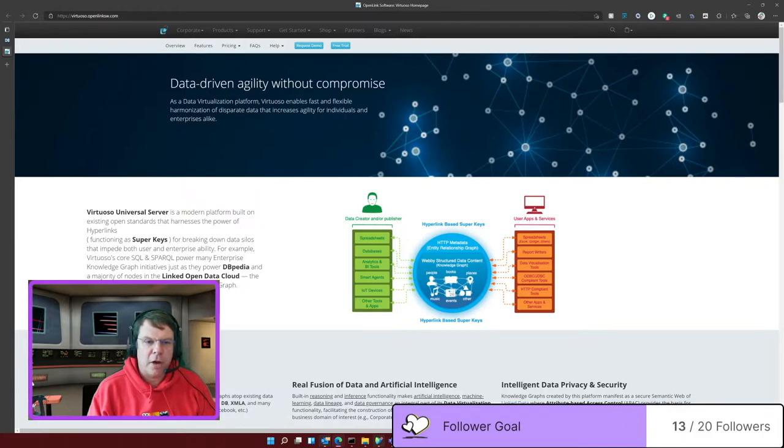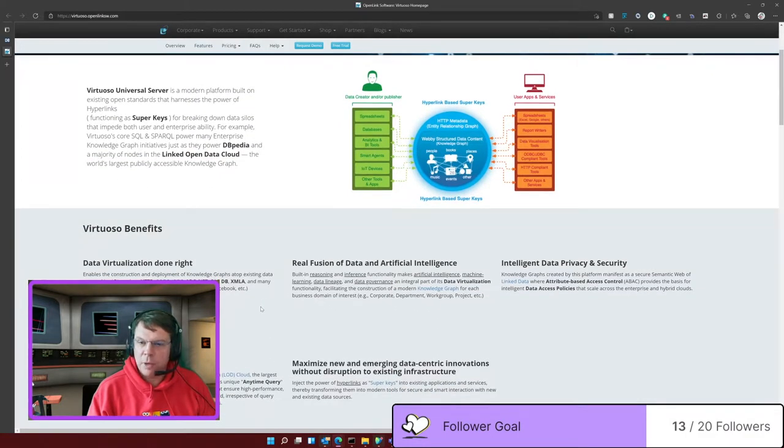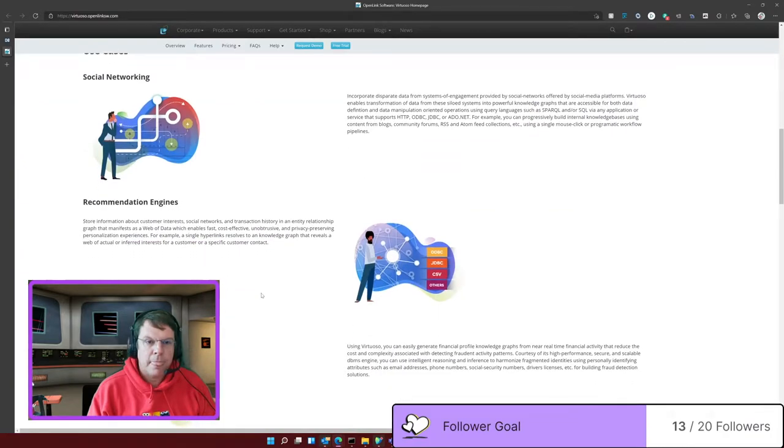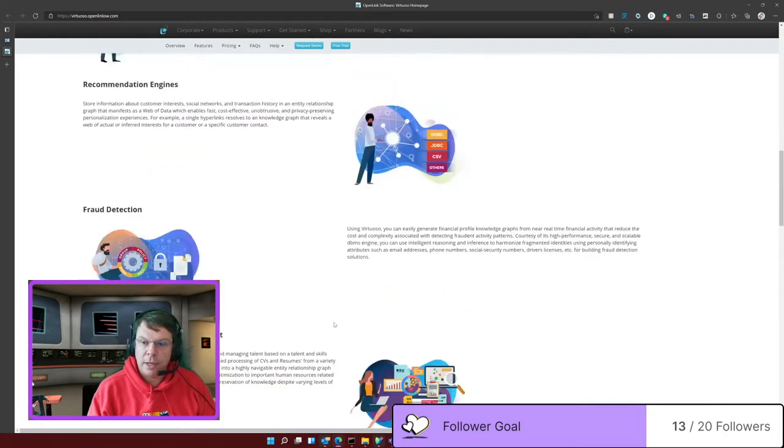Open standards. How many of them have hyperlinks? Well, that's good. 1980s back. I don't know if hyperlinks are going to stay around, but maybe. For breaking down data silos, we've got more marketing speak. Impede. Yeah, I'm not loving the website. Is it just me, or is that a weird picture? Okay, I can't even look at that.